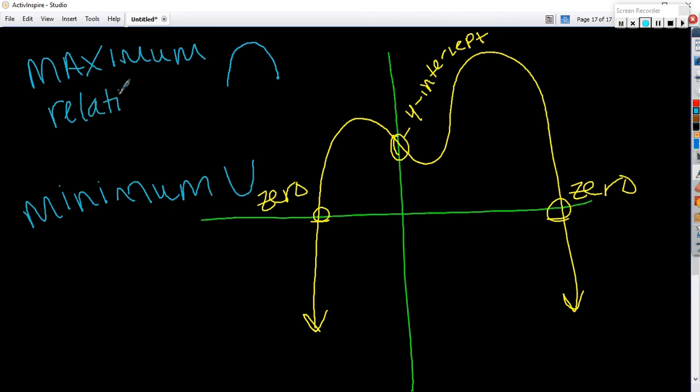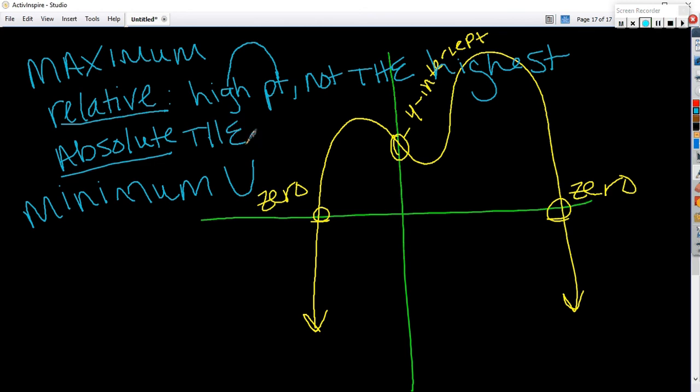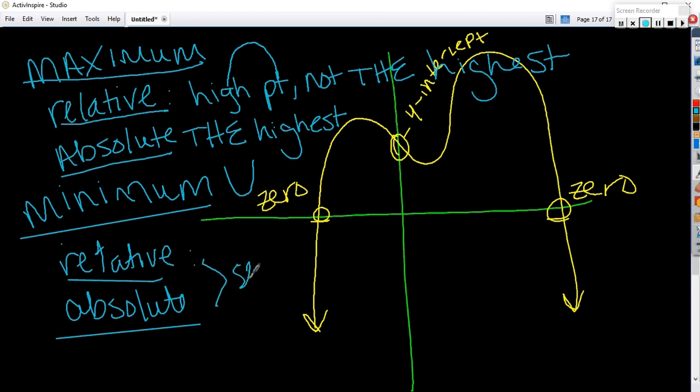in these maxes and mins, they can be relative or they can be absolute. Relative means it's a hump, and it's a high point. It's just not the highest point. Whereas absolute is absolutely the highest point on the graph. There is no point that goes up higher. And so minimums do the same thing. Relative. I'm going to say the same as above because it's the same.